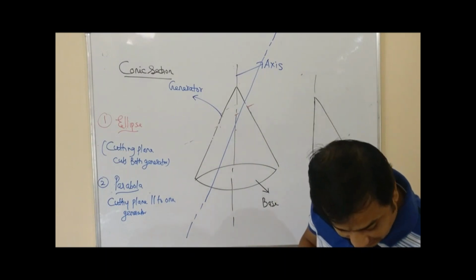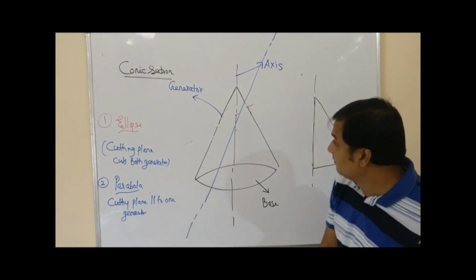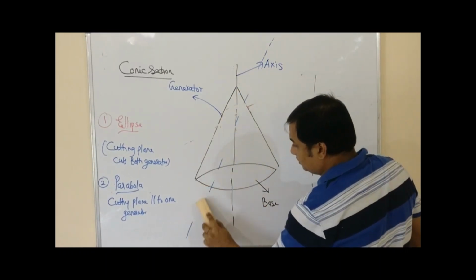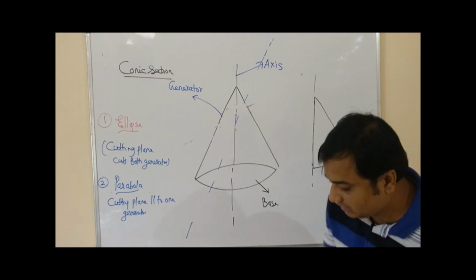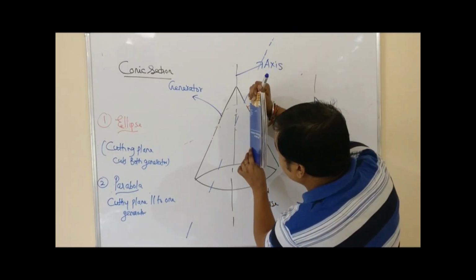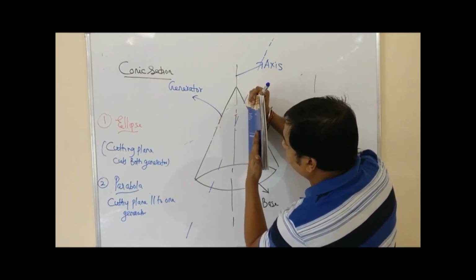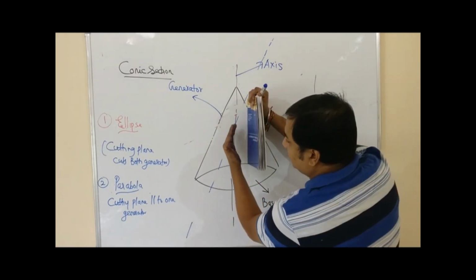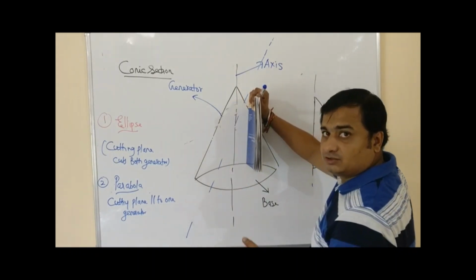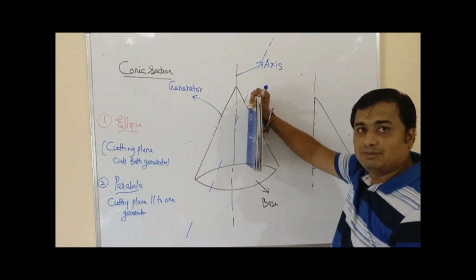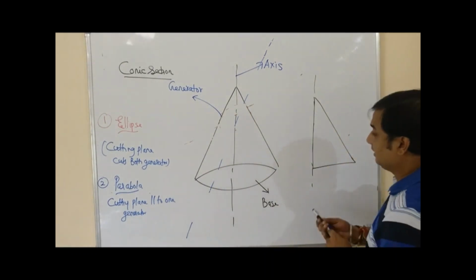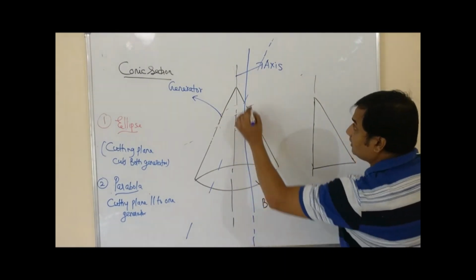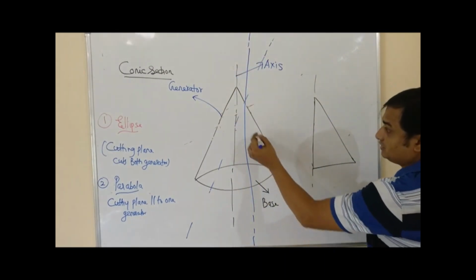Now the third condition, the last condition. The last condition will be when the cutting plane cuts this cone in such a way that, now this is the cutting plane, this is the case when the cutting plane is parallel to the axis. So when the cutting plane is parallel to the axis and it cuts the cone, that is the condition for hyperbola. So this is the case of hyperbola.